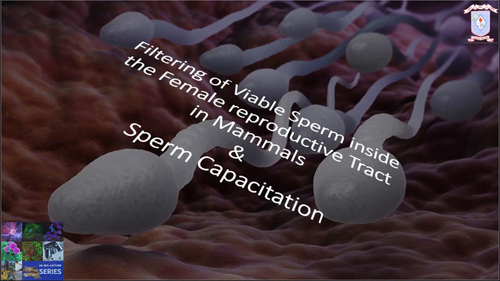In this video, we are going to discuss how the filtering of viable sperm inside the female reproductive tract in mammals takes place, and how the sperm capacitation process takes place inside the female genital tract in the case of mammals. The normal human ejaculate contains millions of motile spermatozoa.